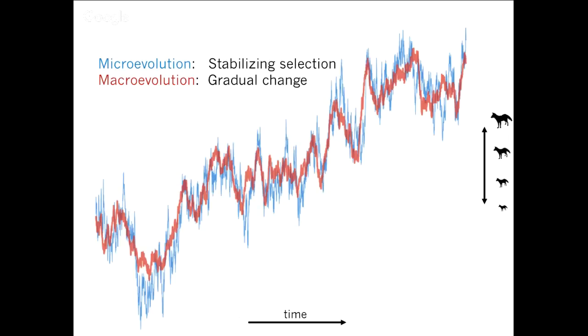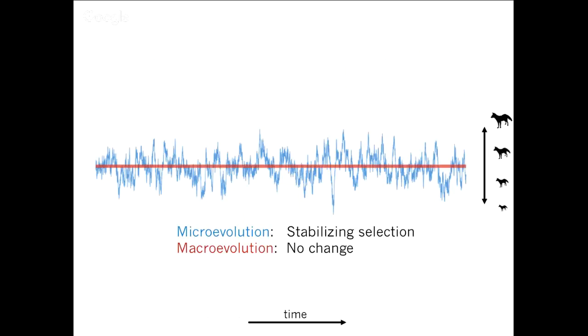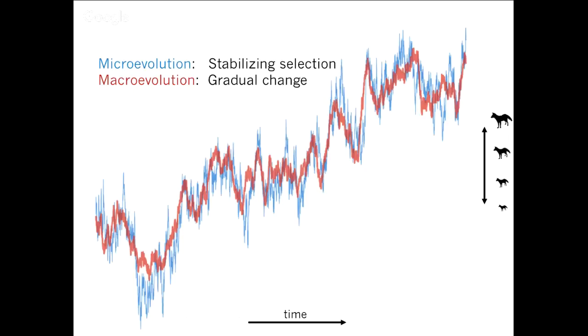And we see that if we have a stationary optimum, the red line, and we have a population evolving under stabilizing selection attracted to that optimum, we have no great amounts of variation arising over these long time scales. If you took the population at the beginning of this time and the population at the end of this time, the traits would be essentially within the same region of trait space.